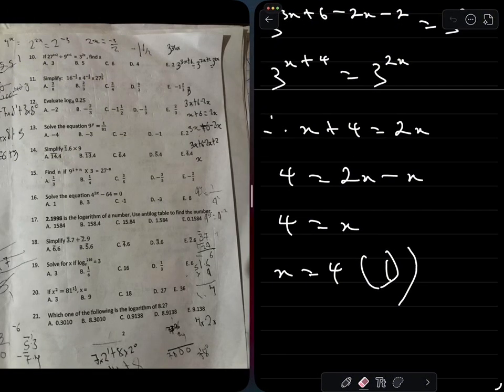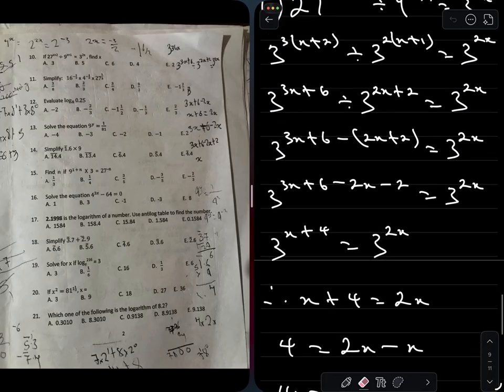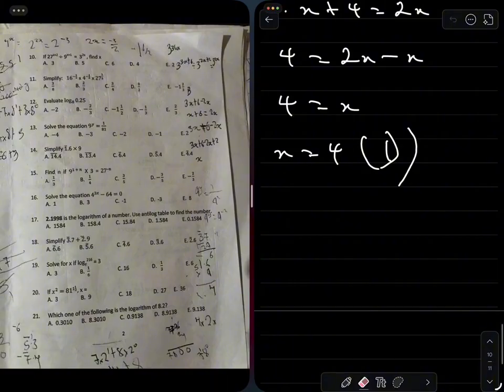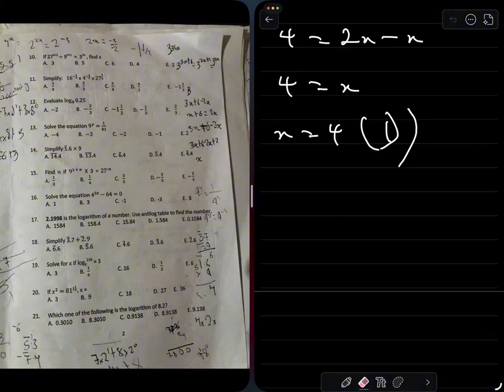For the next one, number 11. This is number 10. So can you read the question? Number 11. Simplify 16 raised to the power.